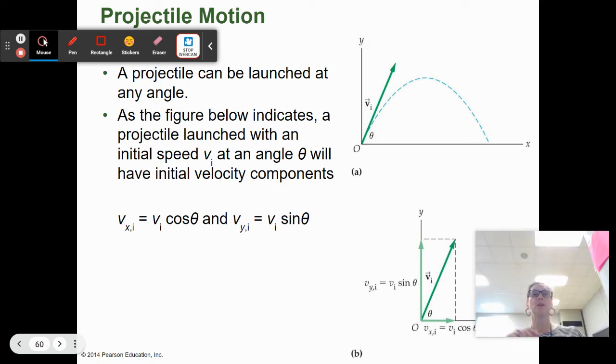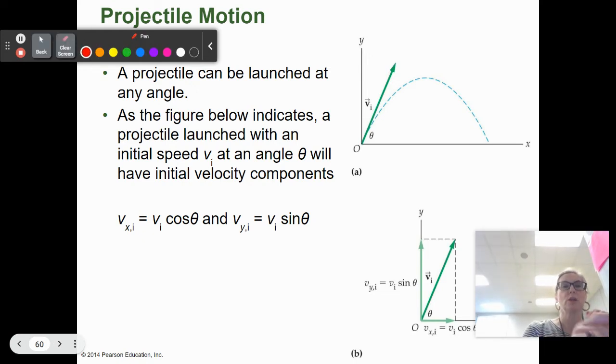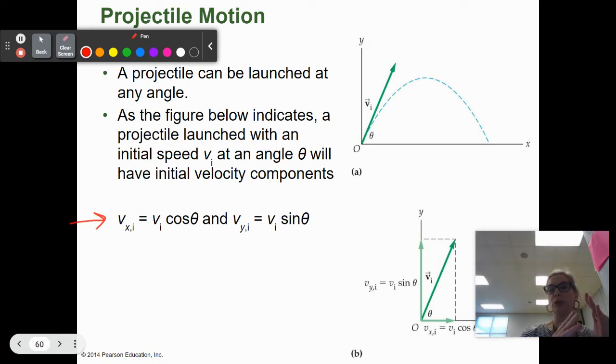So projectiles can be launched at any angle, doesn't matter. They're all going to do the same thing. They're all going to form that parabola. The shape of the parabola may be different depending on the angle, but that's all. So this equation looks at how to determine the initial speed in the x direction and the initial speed in the y direction when you launch it at an angle. So we're not just dropping it straight down anymore. We're launching it, or it's moving at some angle.